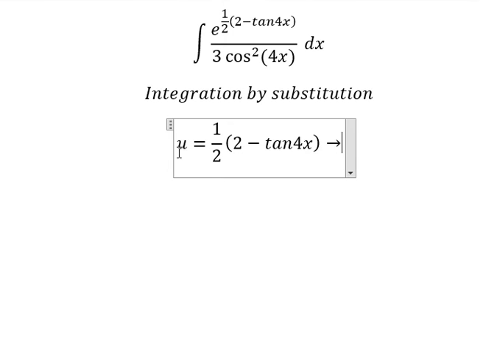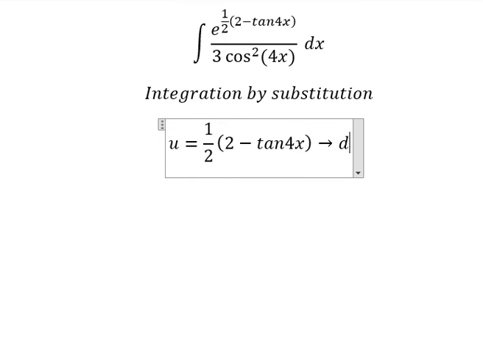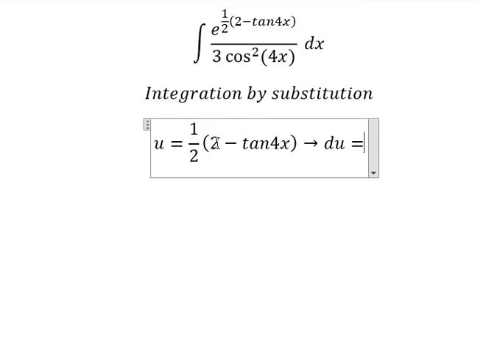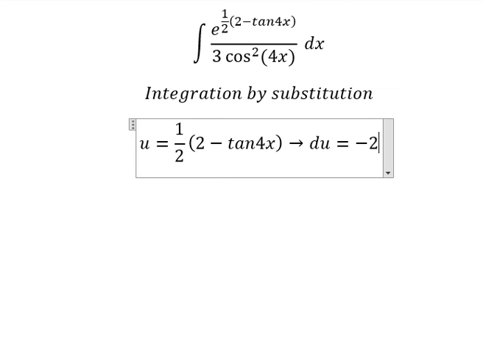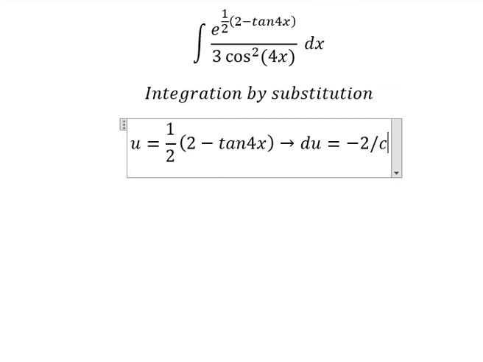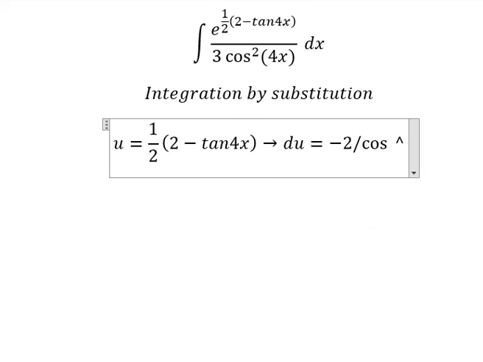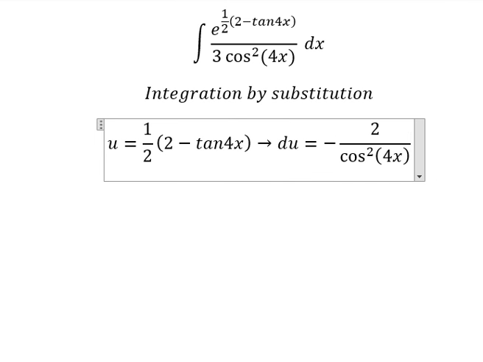Next, we need to do the first derivative for both sides. So 1 over 2 with number 2, we have number 1. The first derivative of number 1, we have 0 because this is a constant. 1 over 2 with tan of 4s, we will have negative number 4 over number 2 because we need to do the first derivative of 4s. We have number 4 with number 2, and we have negative number 2 over cosine of 4s squared, and we have ds.